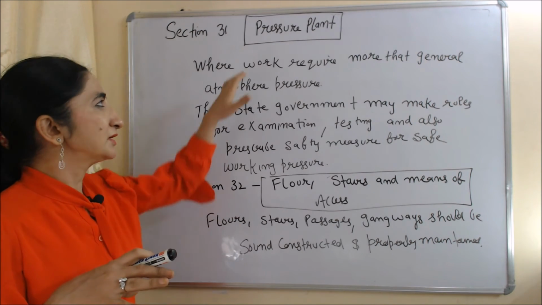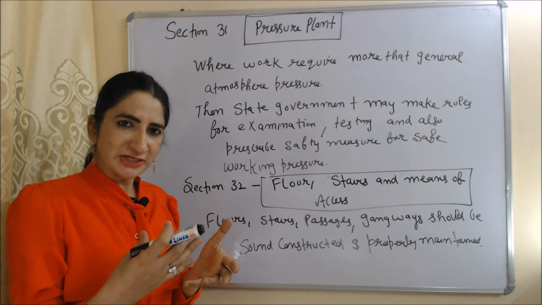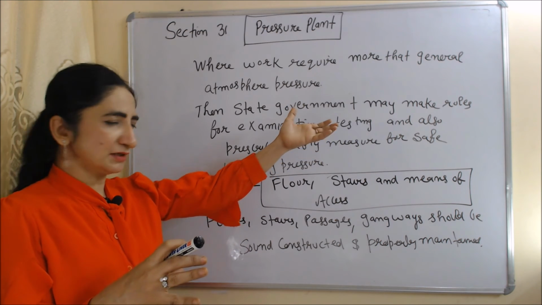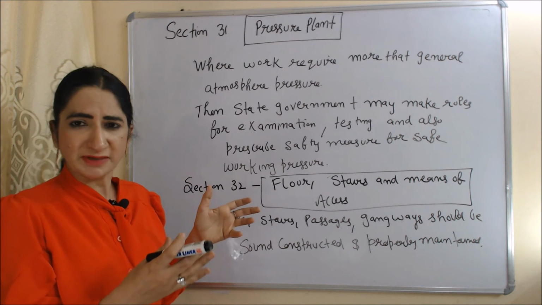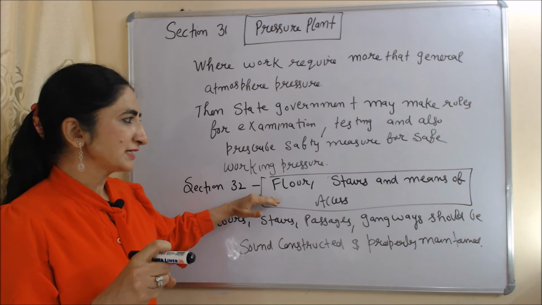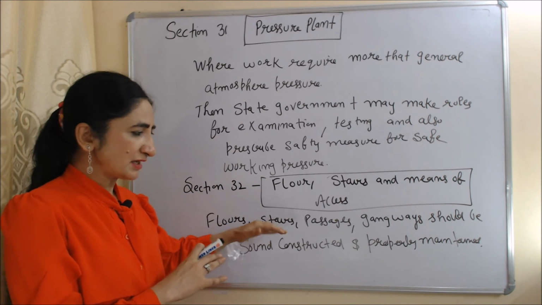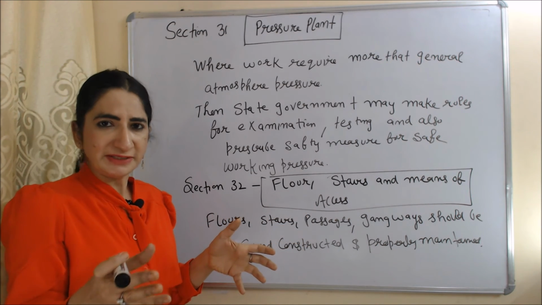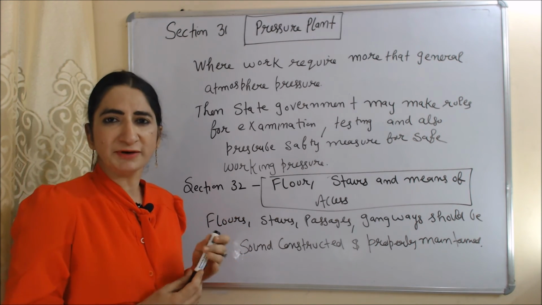Section 31 talks about pressure plant. Where work requires more than general atmospheric pressure, the state government makes rules for examination and testing, and also prescribes safety measures for safe working pressure. Section 32, floor, stairs and means of access. Every floor, stairs, passage and gangway should be soundly constructed and properly maintained. It means every person should be provided safe access in every factory.